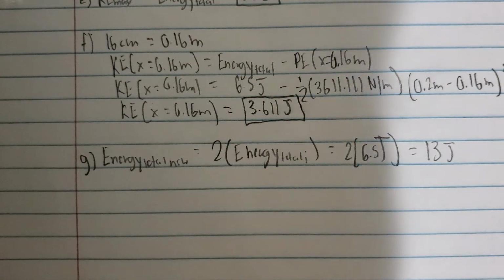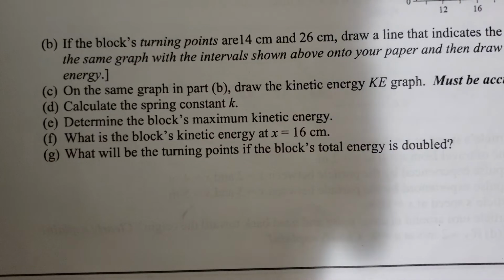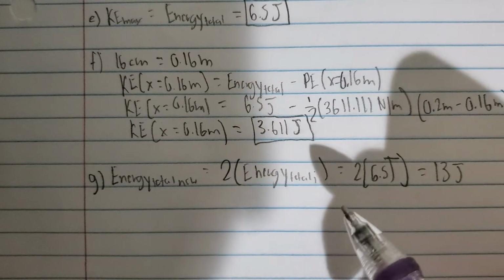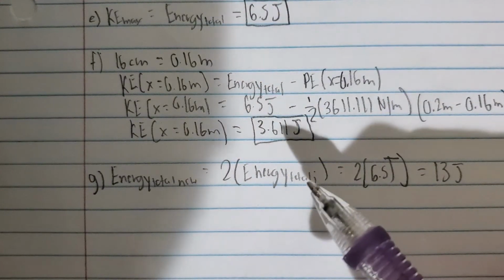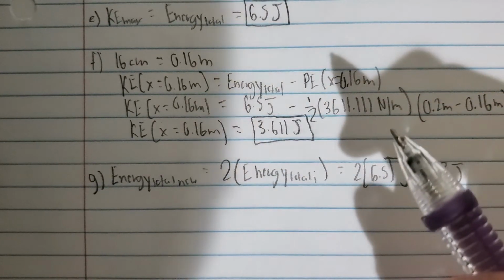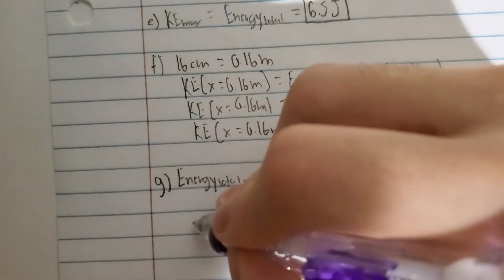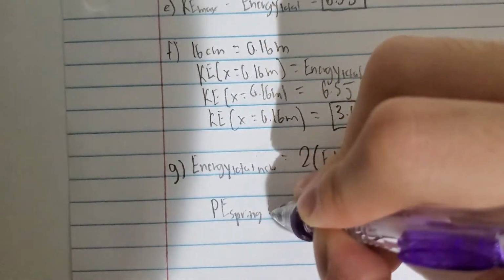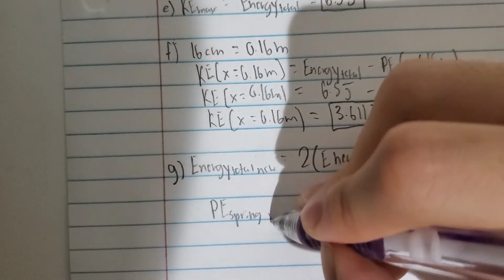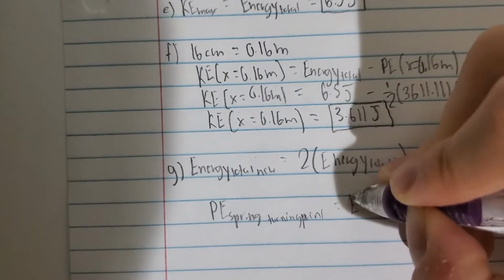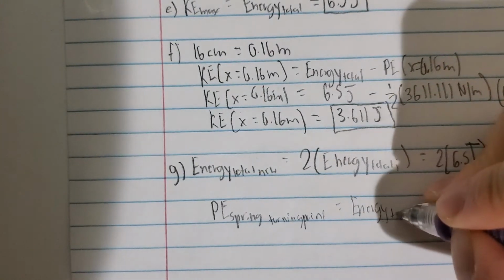So if I want to find my new turning points, what I have to do is set my PE at my turning point equal to my new total energy, because at the turning point all my energy goes into the spring PE. So PE spring at the turning point is going to be equal to the new total energy.